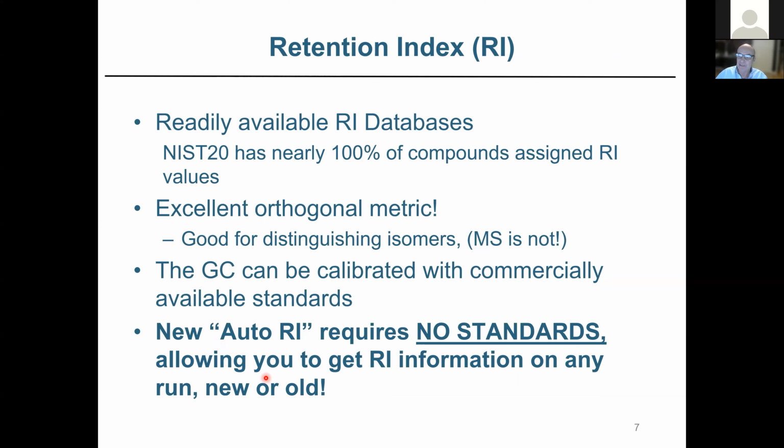And the other thing is that your GC can be pretty readily calibrated for retention index in an automated fashion with commercially available standards, such as a series of N-alkanes, which is a common calibration standard. You don't have to use N-alkanes, and we'll talk about that a little bit. You can actually use other compounds as long as they're spread across the chromatogram at a reasonable density.